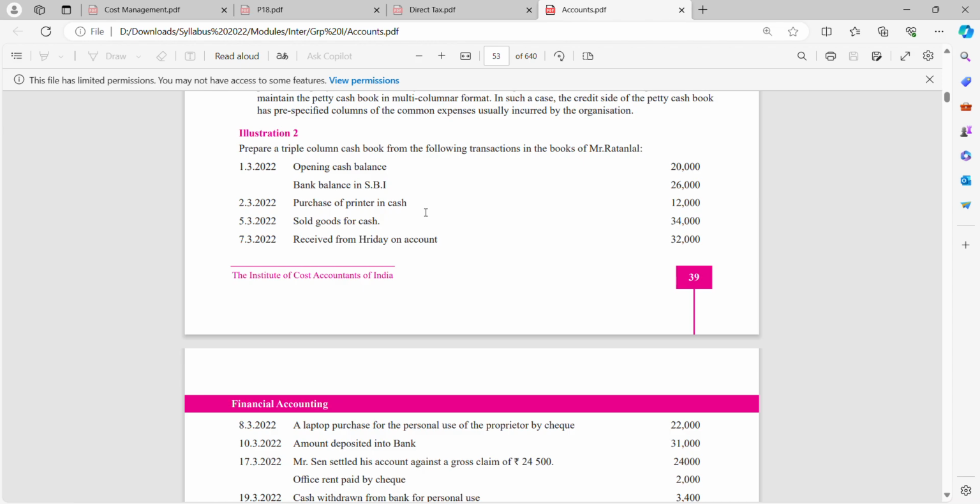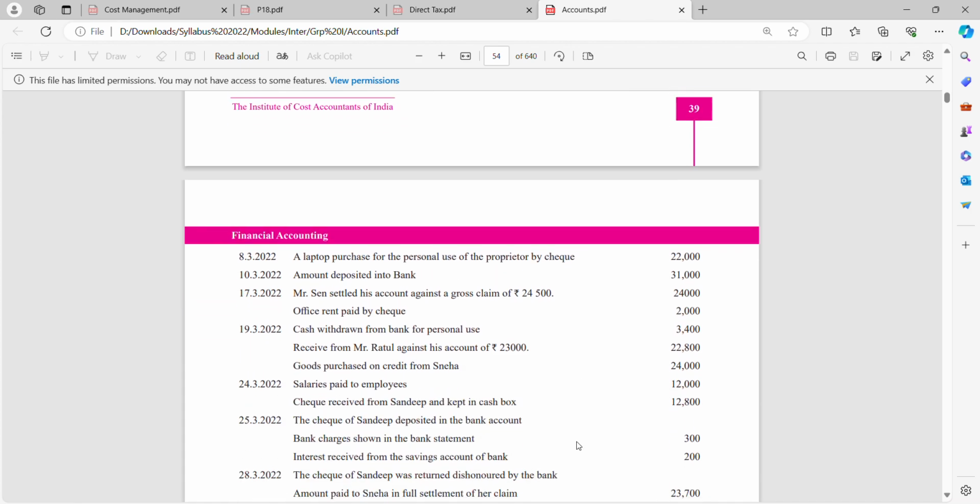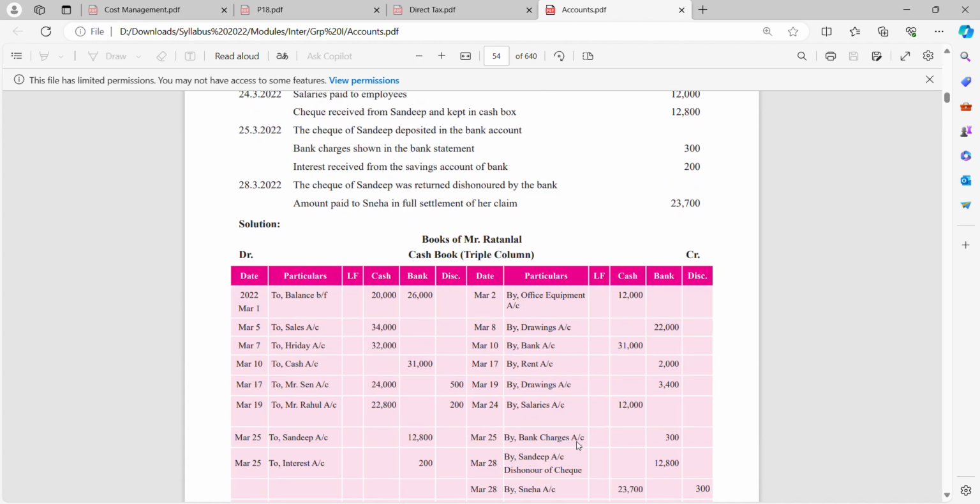So under illustration number 2, prepare a triple column cash book from the following transactions in the books of Mr. Ratan Lal. So we have opening balance, we have purchase of printer in cash, we have sold goods for cash, we have received from Hriday on account. Okay, then we have laptop purchase for personal use of the proprietor by cheque. We have amount deposited into bank. So date wise they have given us transactions: opening cash balance, purchase of printer in cash, sold goods for cash, received from Hriday.